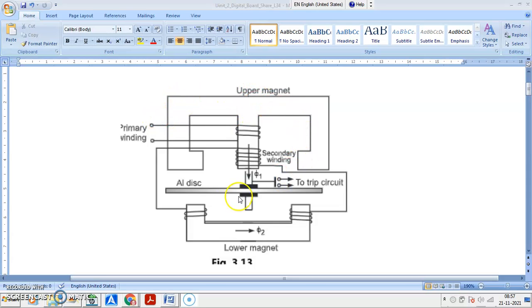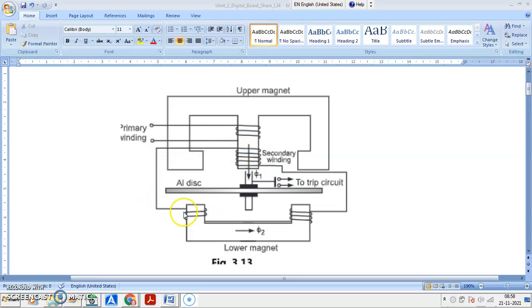Upper magnet is E-shaped magnet, lower magnet is U-shaped magnet. Upper magnet carries primary winding wound on central limb. Lower magnet carries secondary winding wound on lower magnet. Half of the turns are wound on lower magnet and half of the secondary wound on upper magnet.